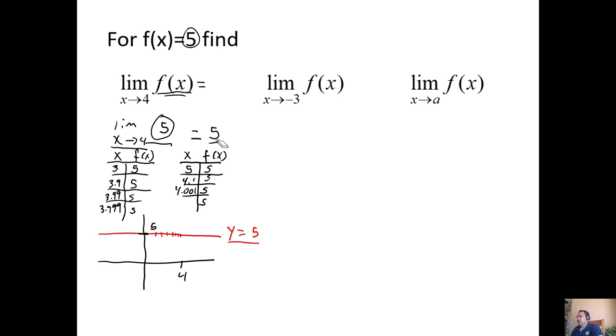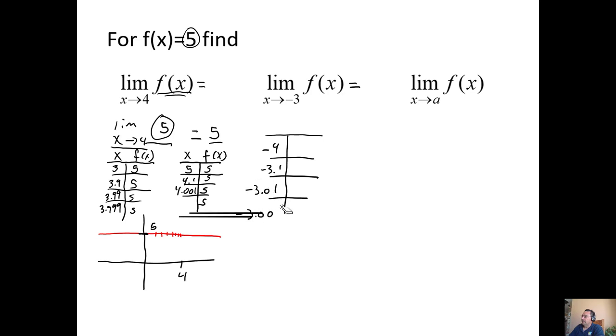I'll pause the video and try the other two. In all of these problems, f of x is the constant function 5. Okay, so again, after you saw the first one, you really can just write down the answer. You can go and make a table if you like to remind yourself of what you were doing. You're asking, as my inputs approach negative 3, so we'll start at negative 4, then negative 3.1, then negative 3.01, then negative 3.001.